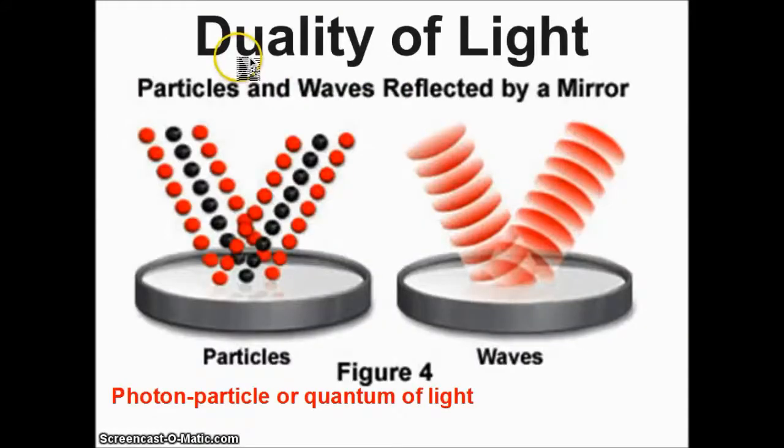The last thing I want to leave you with here is this duality of light idea. That light acts both as particles and waves. So not only does it act like a wave, like we're used to seeing in this video, it also can act like a particle. And the particle is called a photon, which is a particle of light or a quantum of light. We'll look more at this idea in class, so just write down the definition, and we'll talk more about light in class.